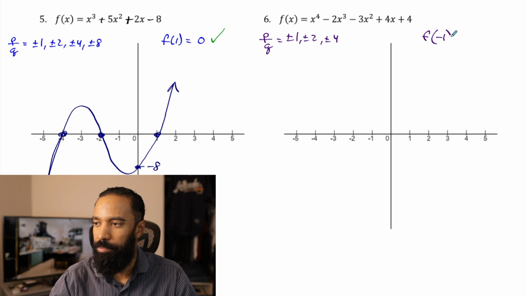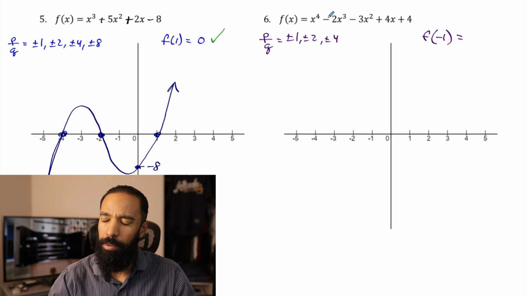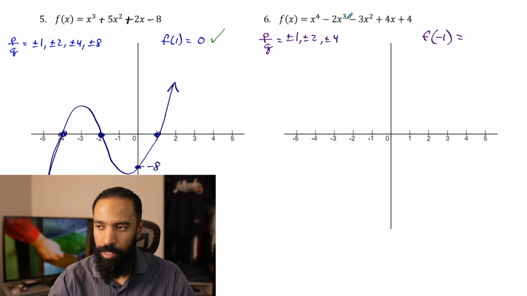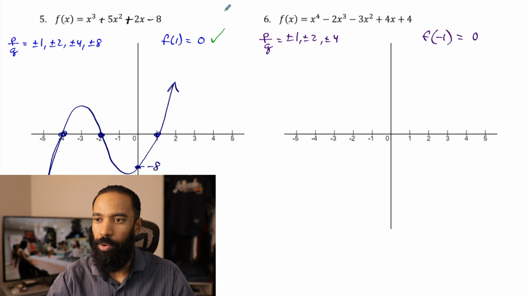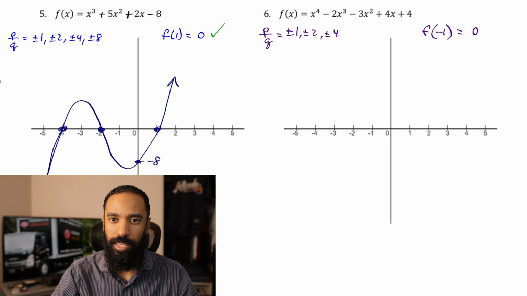Let's try f of -1. That's 1 minus, no, plus 2, which is 3. Minus 3, which is 0. Minus 4 plus 4. That does work. So f of -1 is 0. And synthetic division right here.